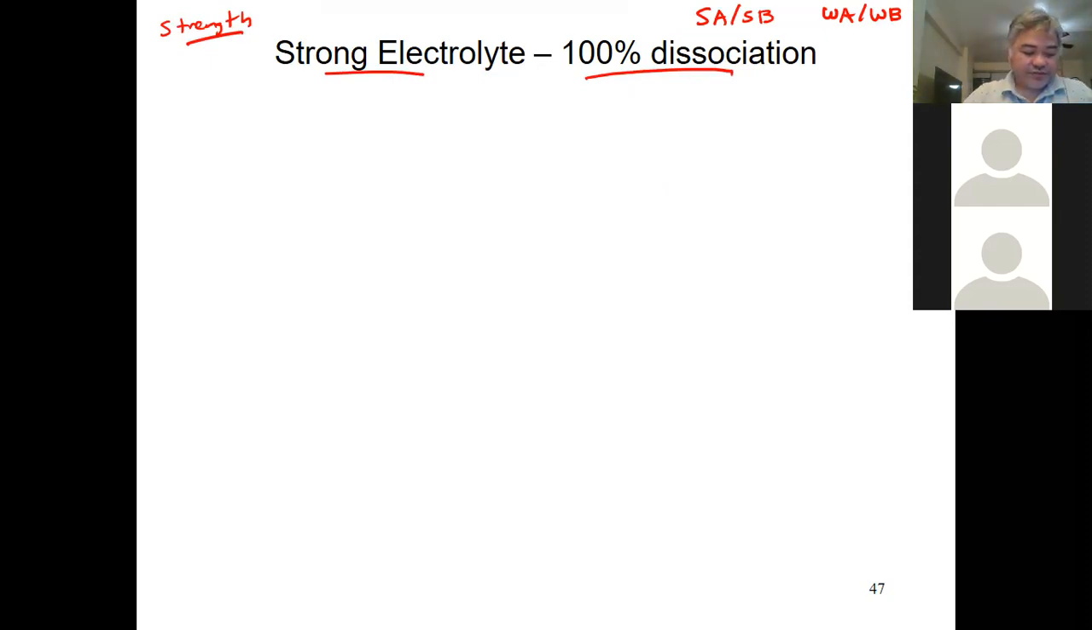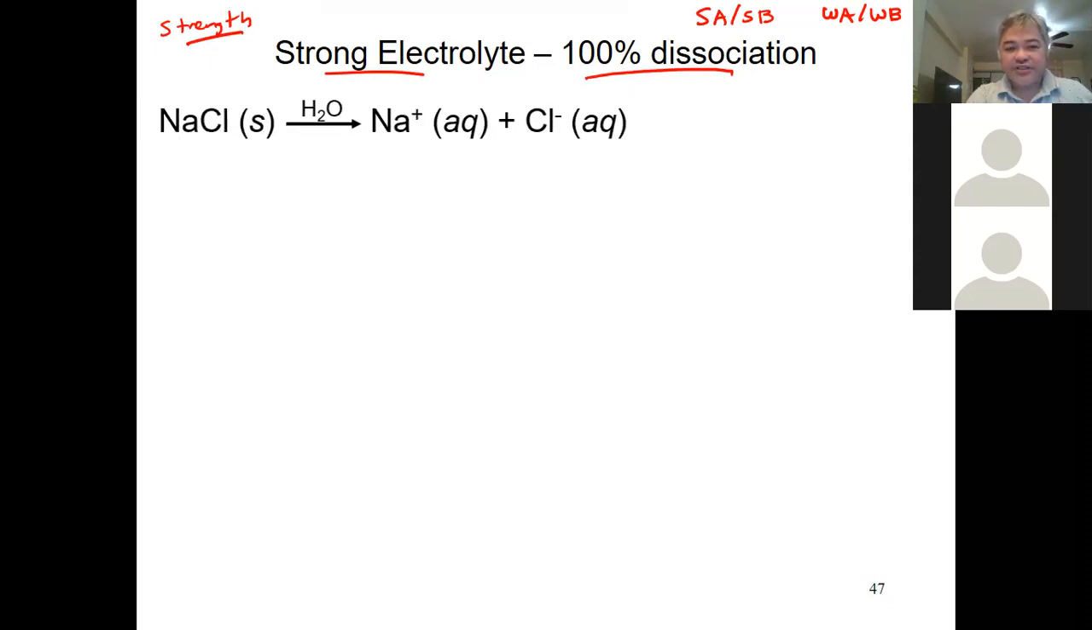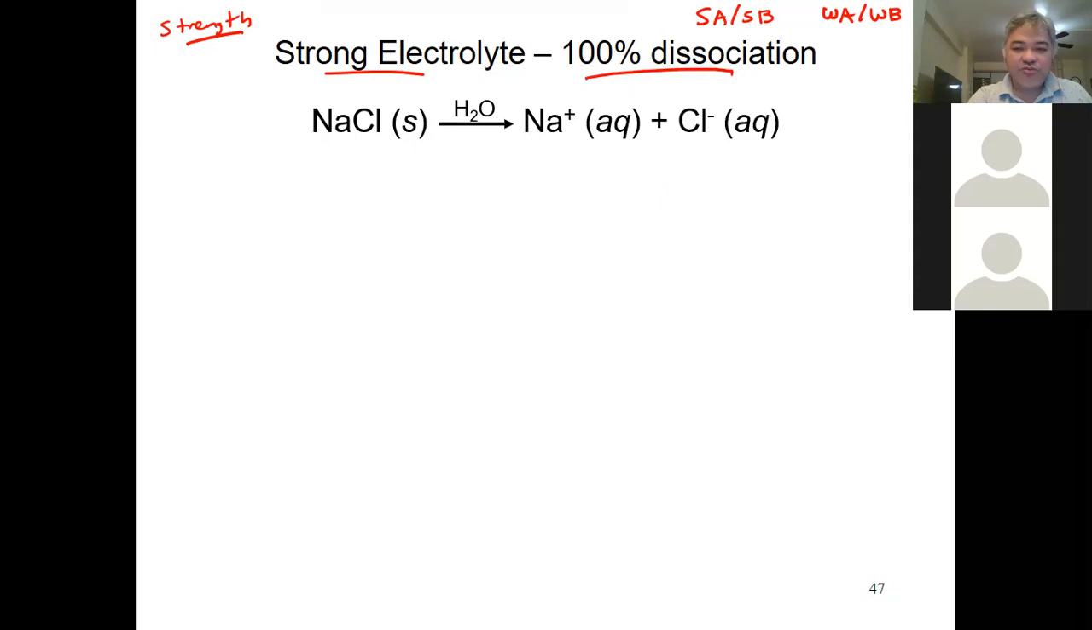Okay? So what are these, what we call strong electrolyte? Like your soluble salts. When you put NaCl in water, if all of them dissolve, do you see a sodium chloride in the solution? Yes or no?